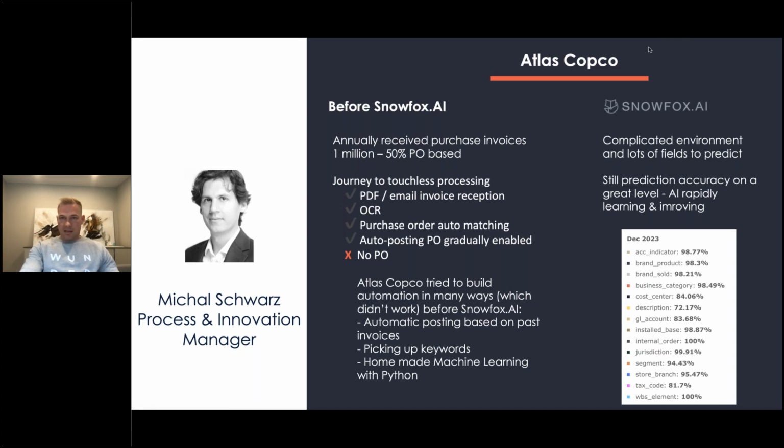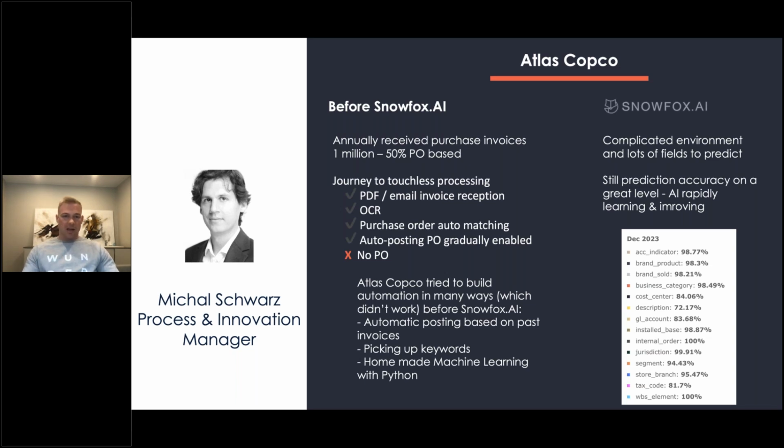Another example, Atlas Copco. They are a really big company as well. They are receiving around 1 million invoices per year. 50% of those are PO based. So quite a lot of PO invoices, but still a lot of non-POs as well. And before us, they were mostly focusing on the PO process.